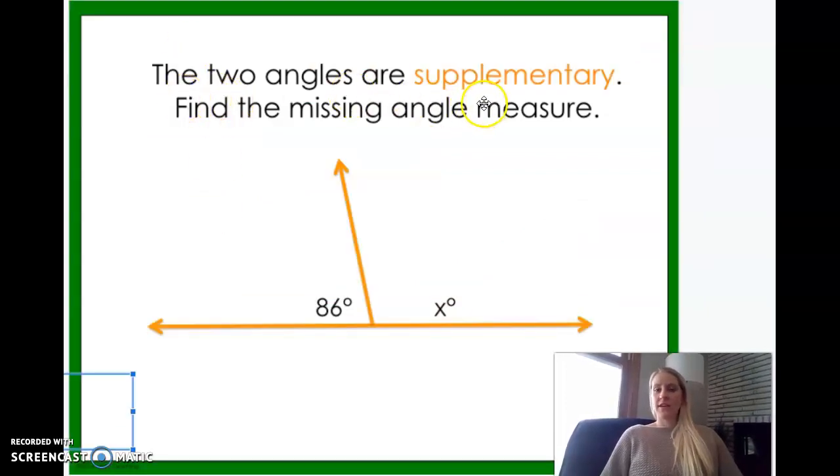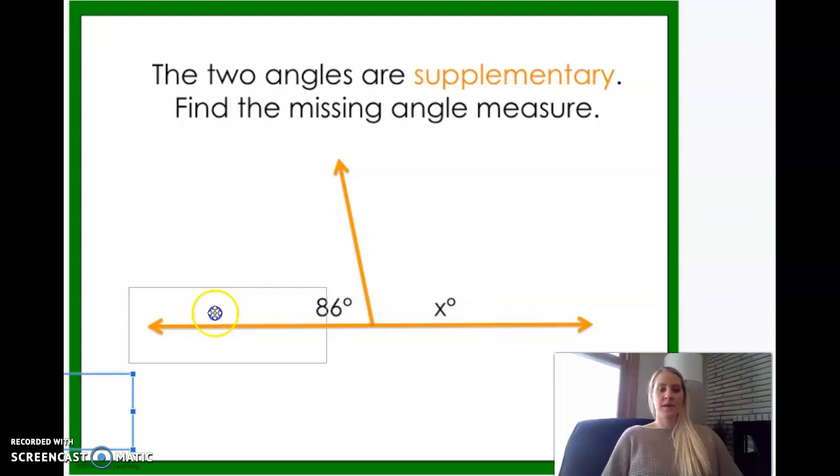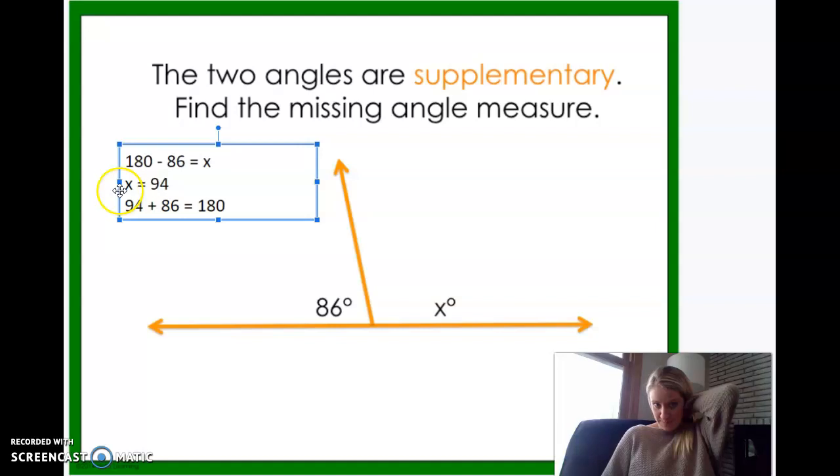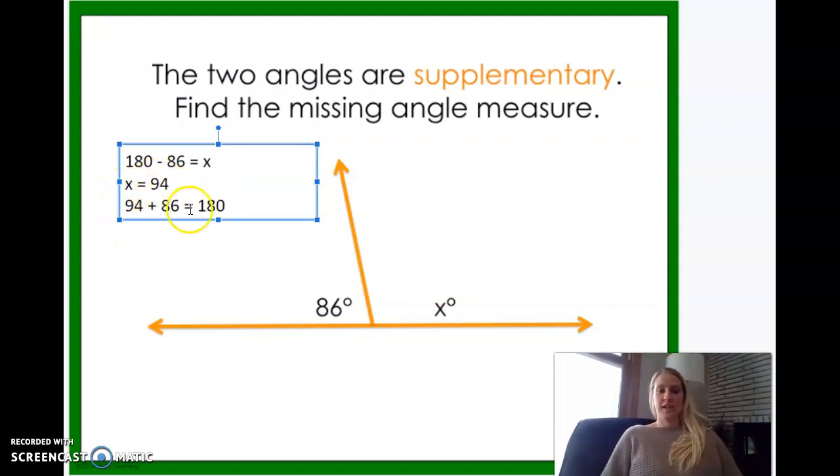We're going to do another one together. So these two angles are supplementary. Find the missing angle measure. So again, our straight angle of 180 degrees, and we're going to subtract 86, which will leave us with x. So 180 minus 86 equals x. X then is equal to 94. And checking our work, 94 plus 86 does in fact equal 180.